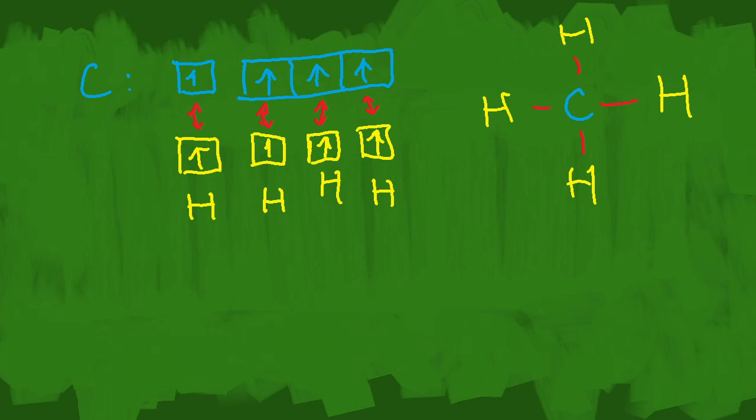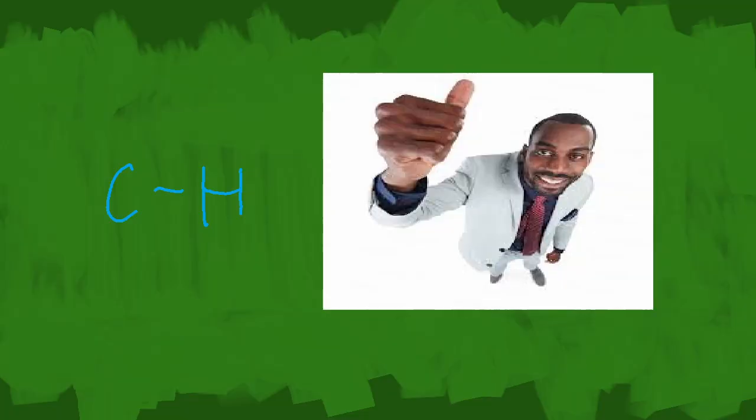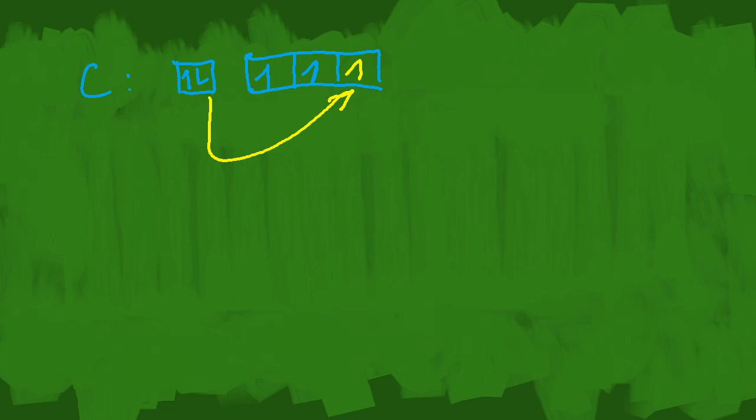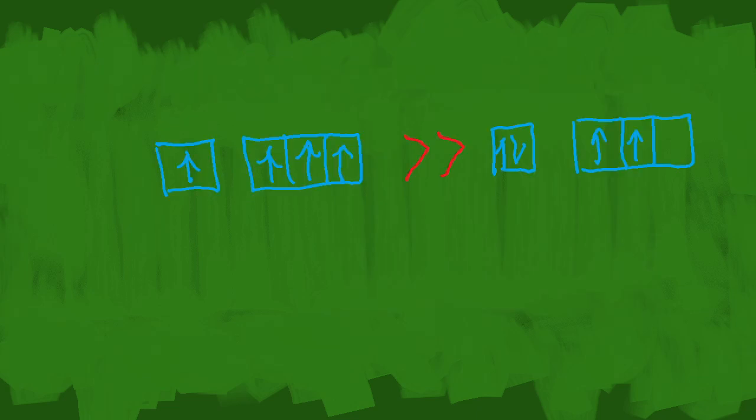the duet rule. Now, why would carbon excite its electron in order to create methane? For one, C-H bonds are very, very stable. Another reason is also mentioned above. It has an empty orbital. And also because singles per orbital is better than pairs in orbitals, as we have known from the previous videos.